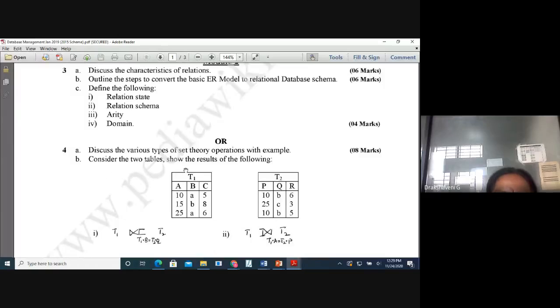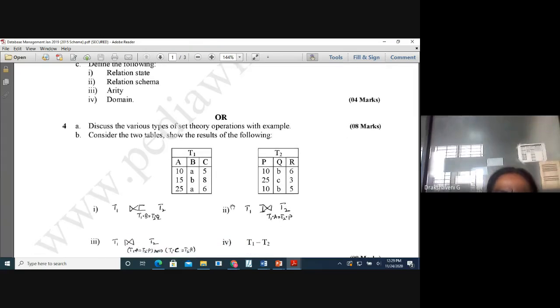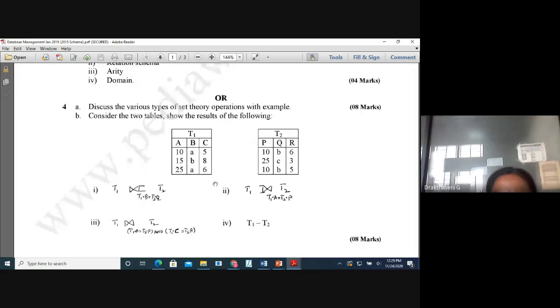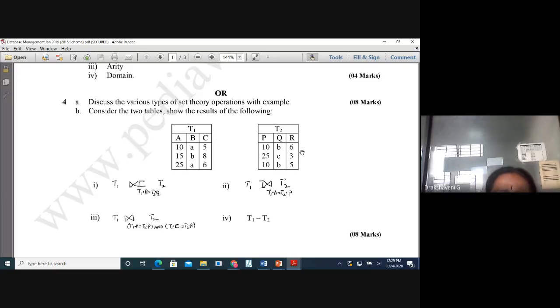So then consider the two tables, show the result of the following. You would have seen this, the same question I asked you in your internals, because this was asked in the question paper. So you have the two tables as given. In these two tables, this is T1 join T2. So left outer join, right outer join, full join and subtraction. So that is the query we have asked.